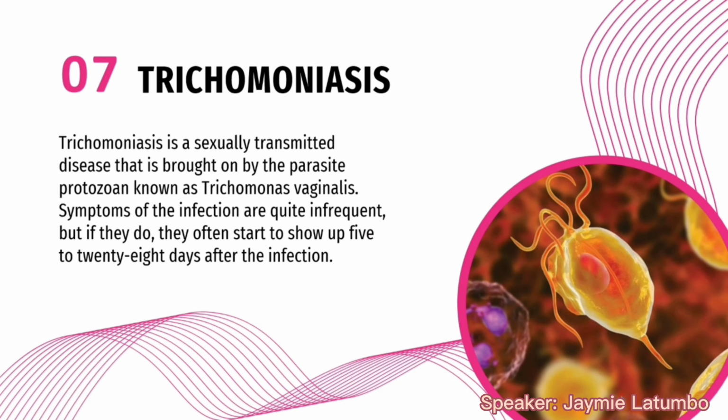So, trichomoniasis is a sexually transmitted infection that is brought on by the parasite protozoan known as Trichomonas vaginalis. Symptoms of the infection are quite infrequent, but if they do occur, they often start to show up 5 to 28 days after the infection. Trichomoniasis is commonly called trich. It is the most curable type of STI, which can be cured by taking antibiotics.